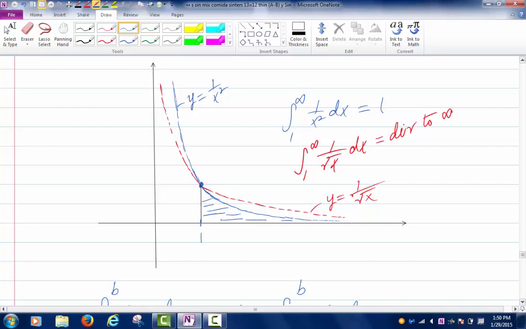Is everybody okay? So the area below 1 over root x is too big. The area below 1 over x squared is not so big. Basically, 1 over x squared approaches 0 much faster than 1 over root x. Am I making sense? And that's why one of them has finite area, but the other one doesn't have finite area. Okay. All right.